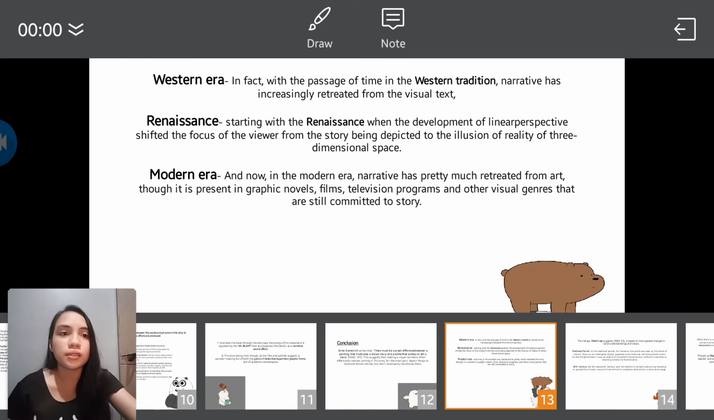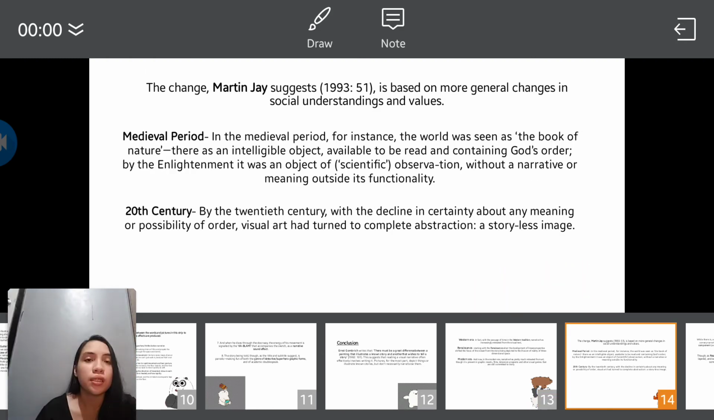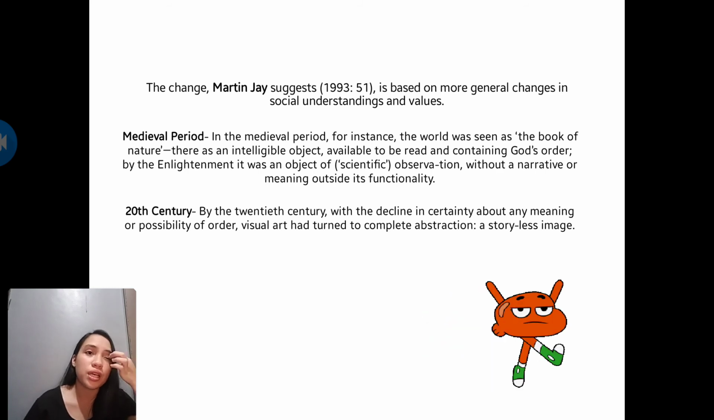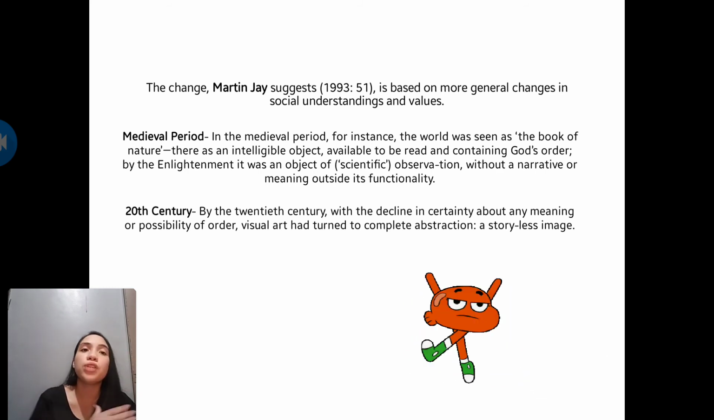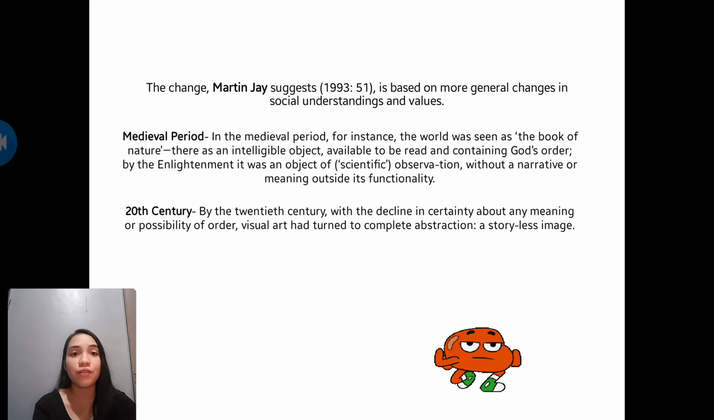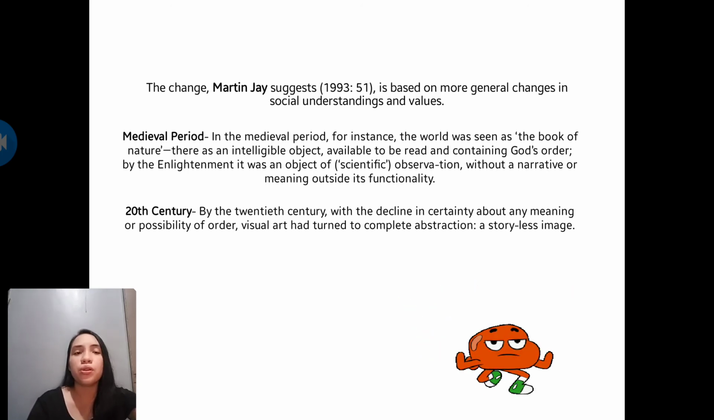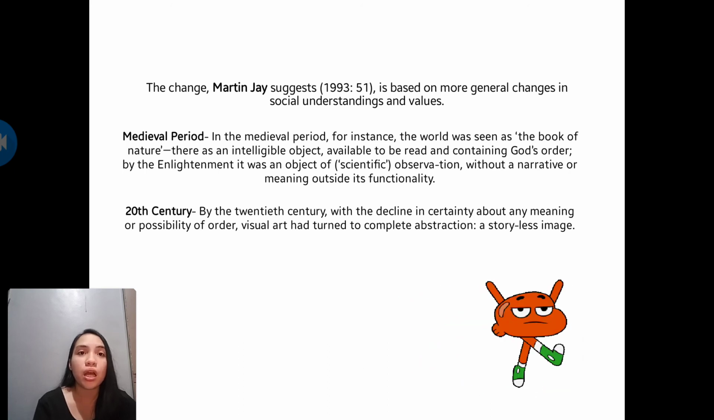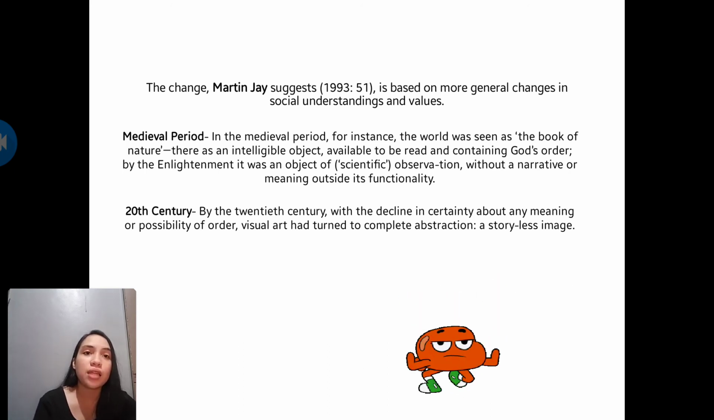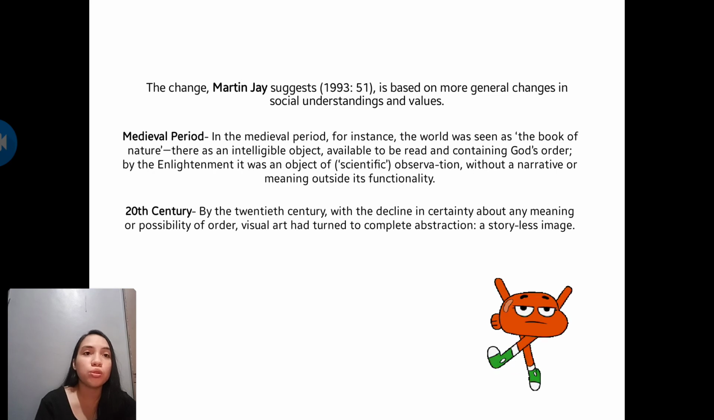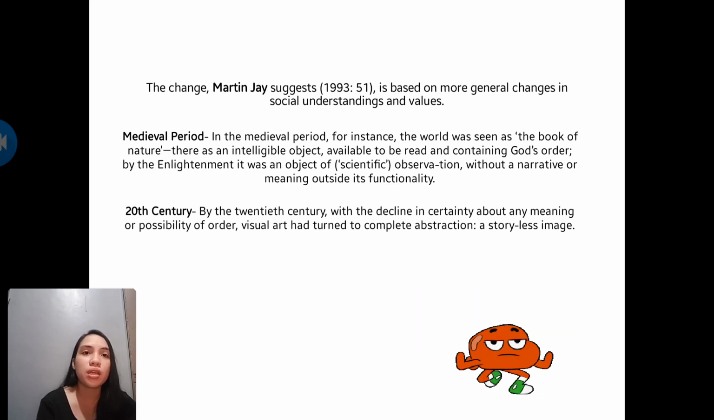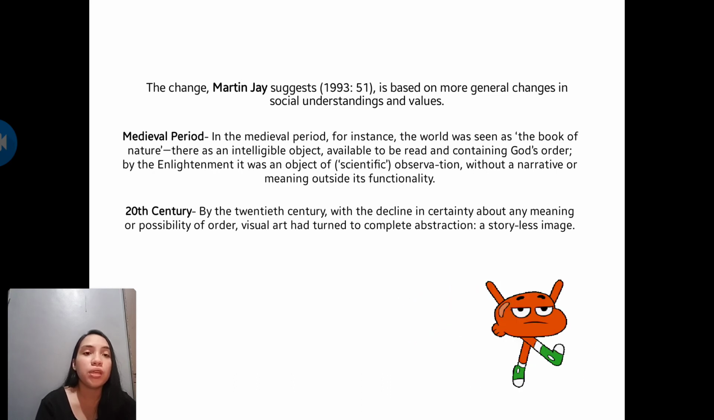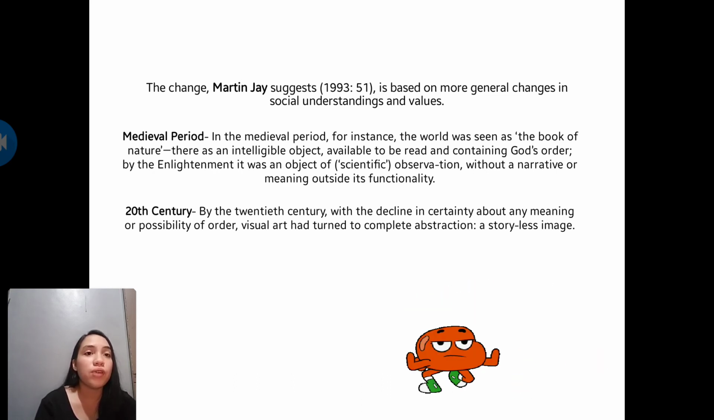So next. The change, another person, Martin J. suggests, is based on more general changes in social understanding and values. So in the medieval period, the world was seen as the book of nature, as an intelligible object available to be read and containing God's order. By the Enlightenment, it was an object of observation without a narrative or meaning outside its functionality.